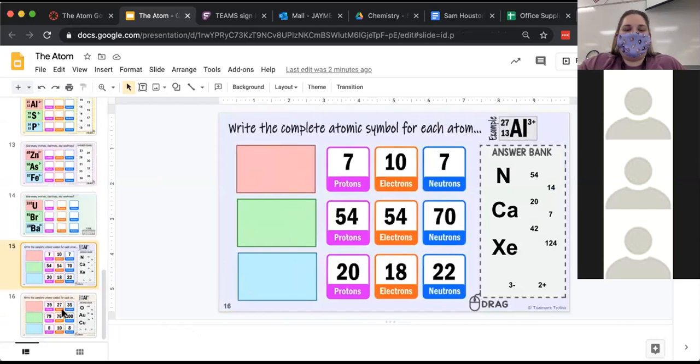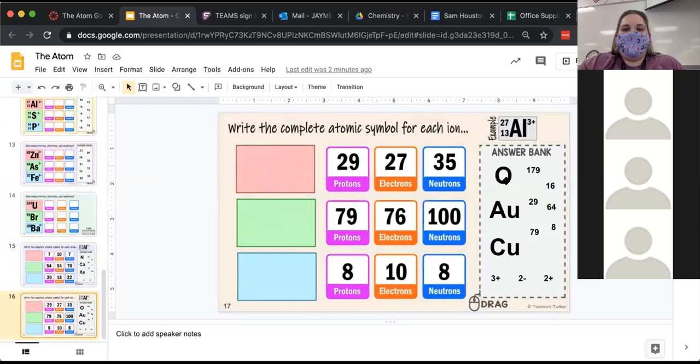The last part is the opposite. I give you the protons, electrons, and neutrons, and then you have a little answer bank where you have element symbols, and then you have all the little numbers that would go around the symbol. And so you'll drag them and arrange it so that it looks like this example up here in the top corner. So that's your assignment.